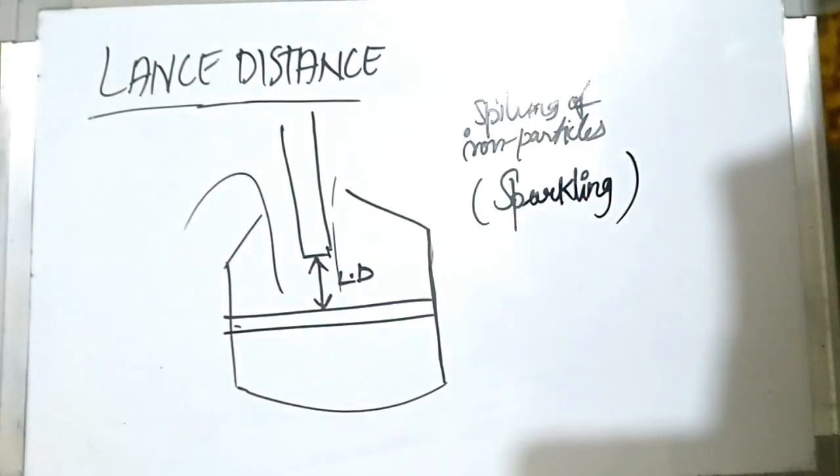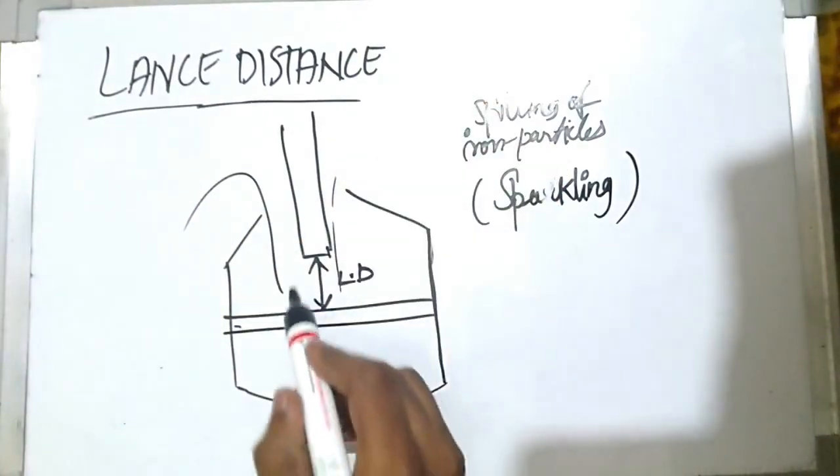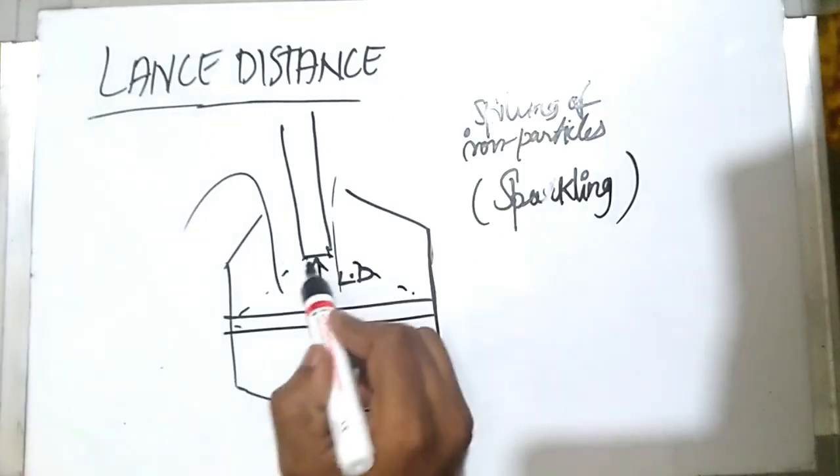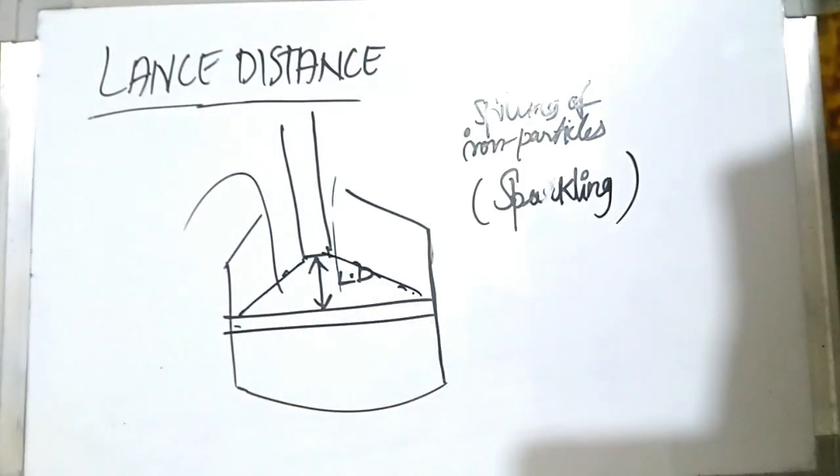Okay, it is known as sparkling. Clear? So at the same time, the oxygen jet or the height should be such that the maximum of the bath surface should be covered by the oxygen. Okay, that means whatever oxygen is coming out, the maximum of the bath surface should be covered by the oxygen jet that we are producing.